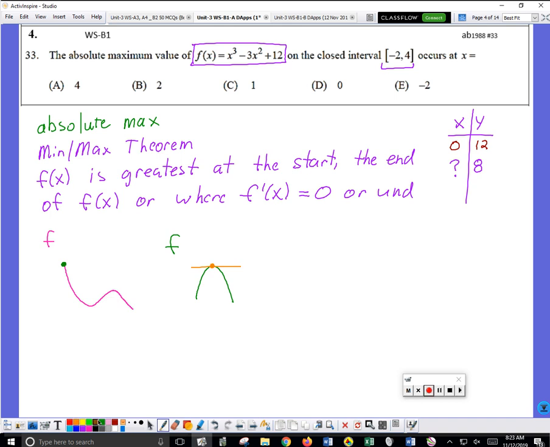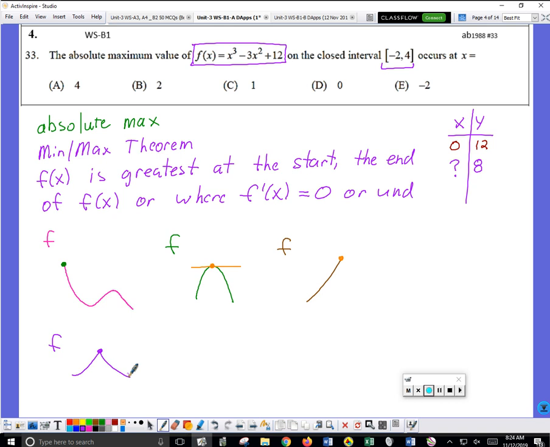F could also look like this, in which case the highest point on f is simply the end point, the final point on f. So that's where the theorem comes from. The highest or lowest point of f is either going to be where f begins, where f ends, or a place where f has a slope that is 0 or undefined. Because f could also look like this. That slope is not defined, but that would still be the highest point on f. There's no other place where f will be highest. It's one of those spots.